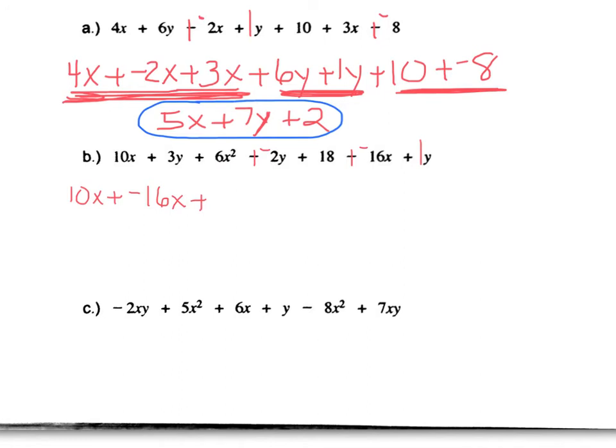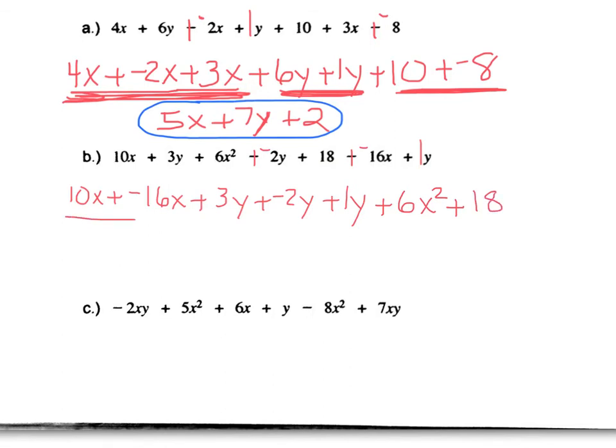Alright, next in the list, after the x came the 3y. So I'm going to look for anything else. Oh, here you go, plus negative 2y. And then a 1y. So those come next. The 3y plus the negative 2y plus the 1y. I have the x, I have the 3y. Next comes the 6x squared. I don't see anything else that's an x squared, so that's just going to be all alone. And the only thing I've left off my list is the 18.